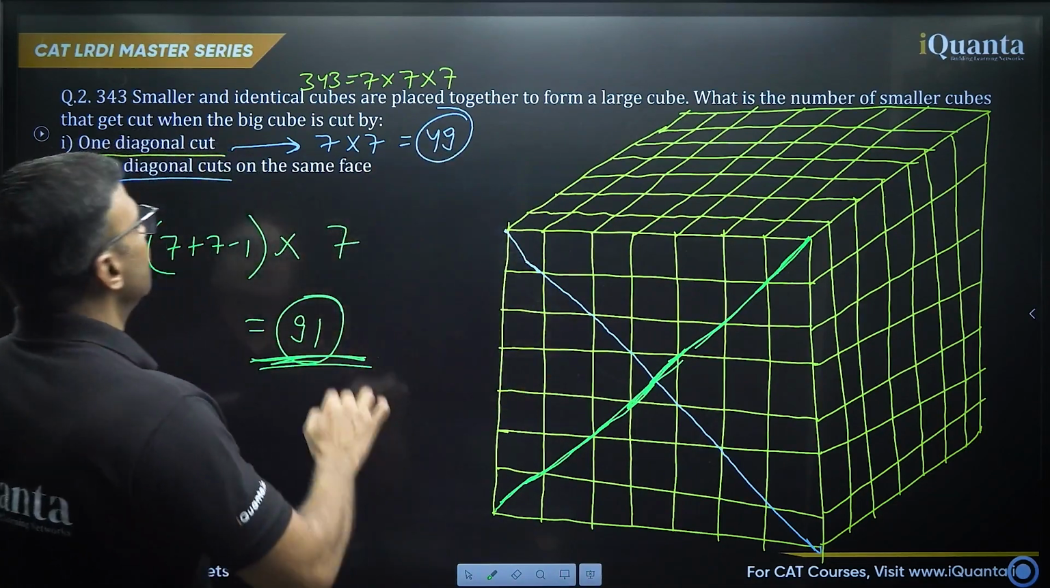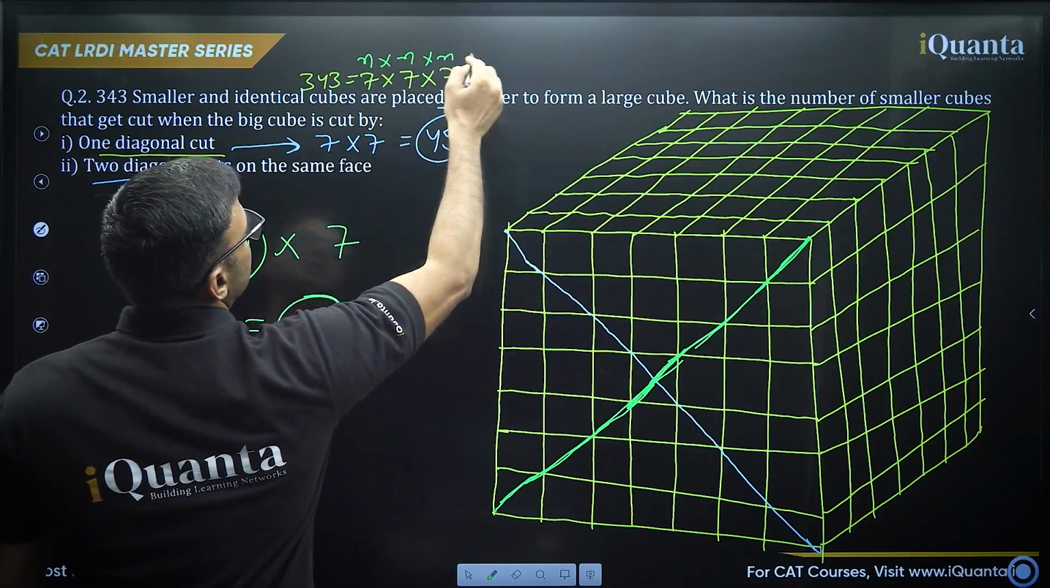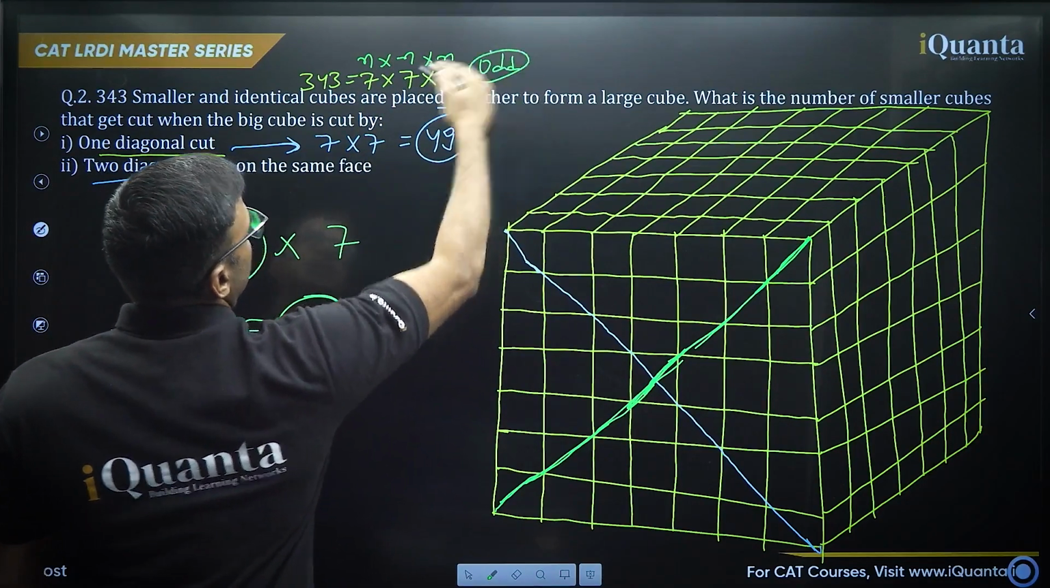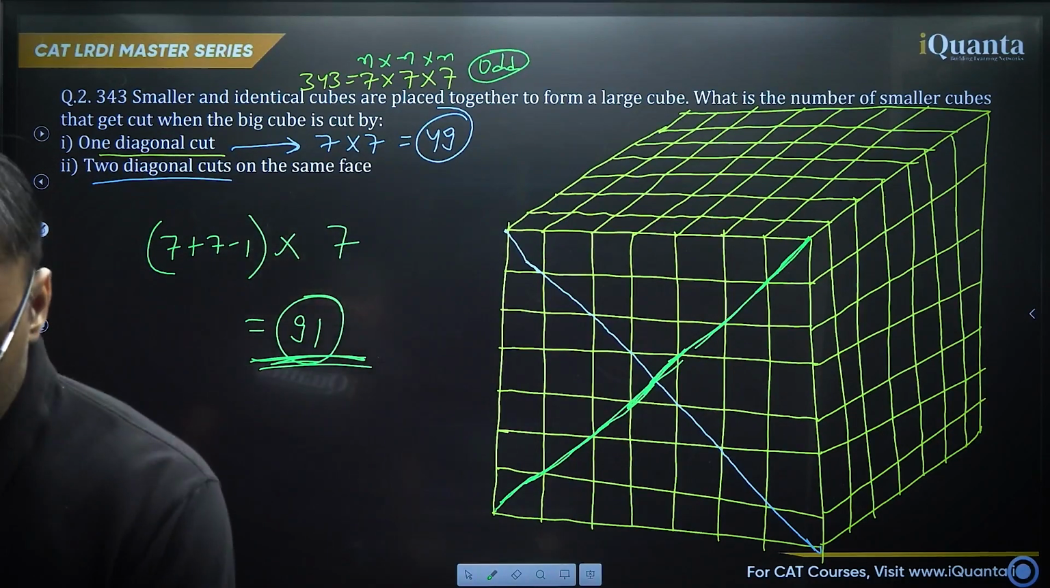So this you can see, whenever this n is odd, this is what happens. Earlier case was even, right? So if there is any trouble, just go through the video once more.